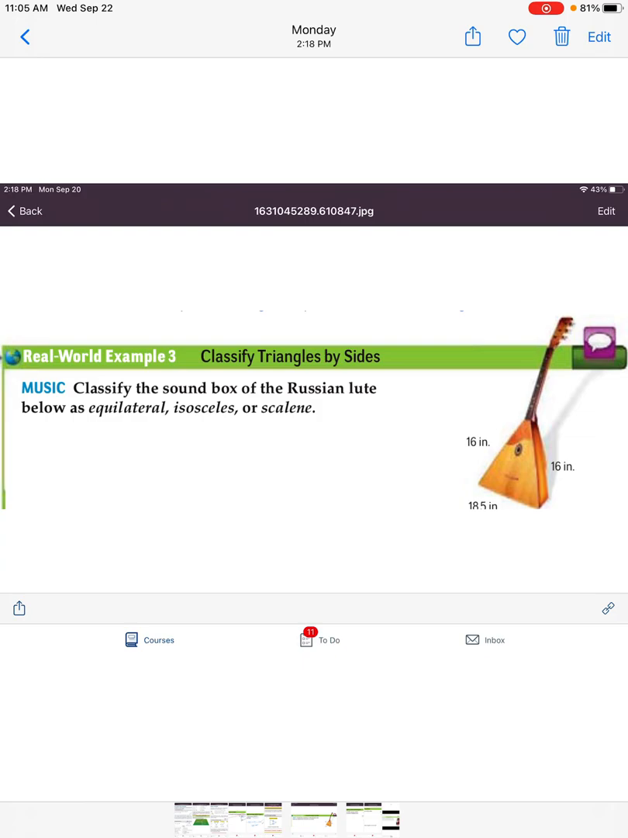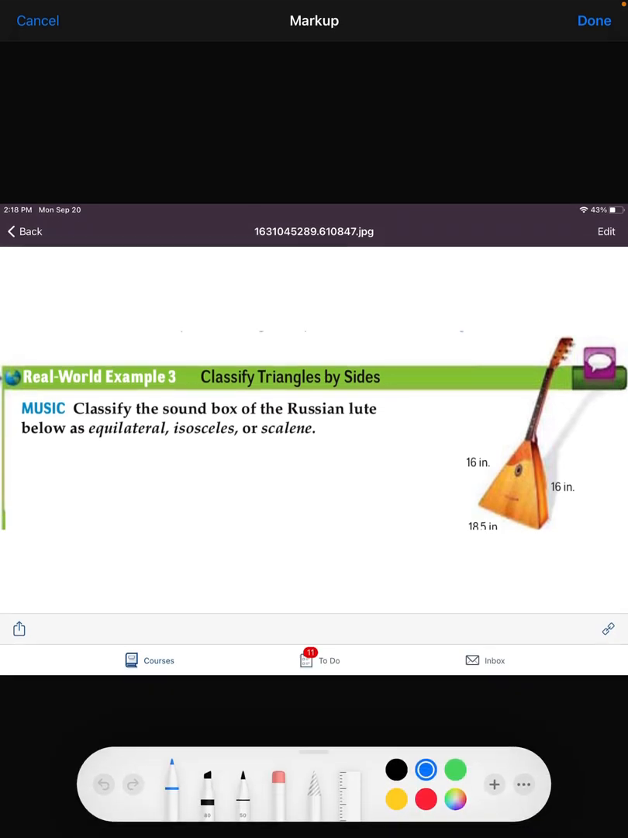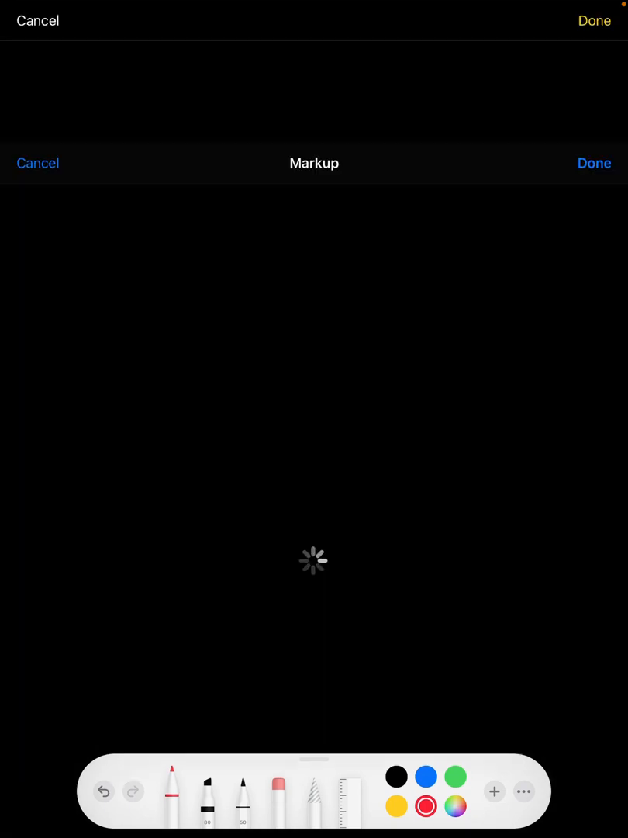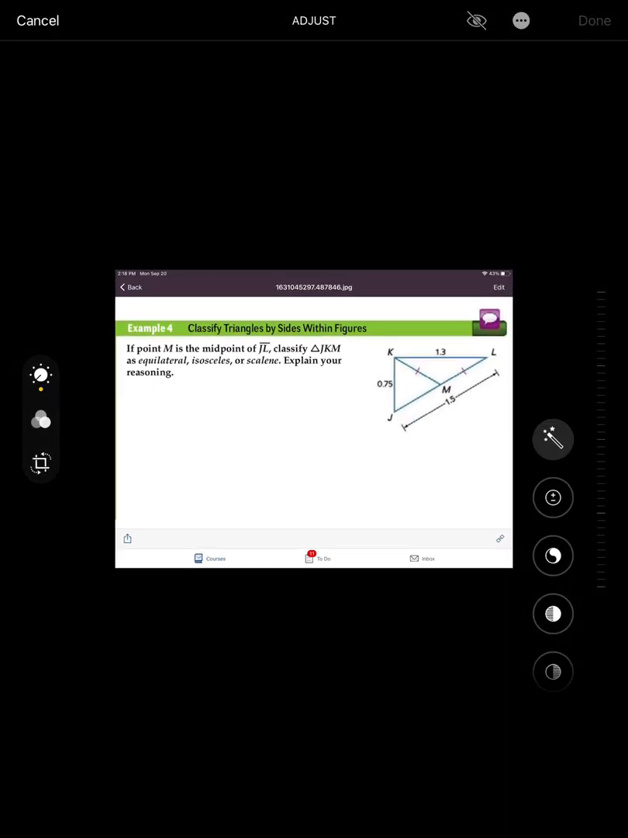Classify the sound box of the Russian lute below as equilateral, isosceles, or scalene. This triangle has two equal sides at 16, but one that is not equal. Since it has two equal sides, it's going to be an isosceles triangle. For this example, it says if point M is the midpoint of JL, classify JKM as an equilateral, isosceles, or scalene triangle.